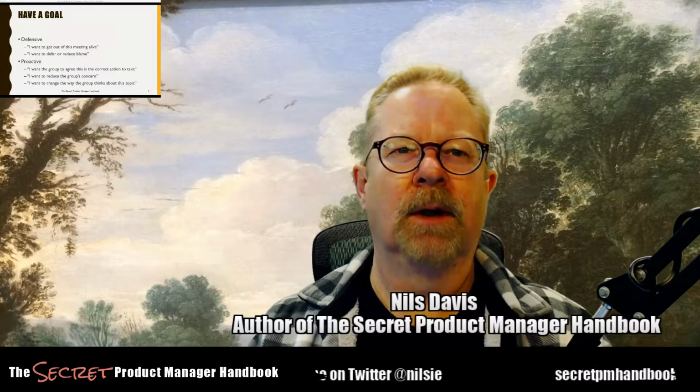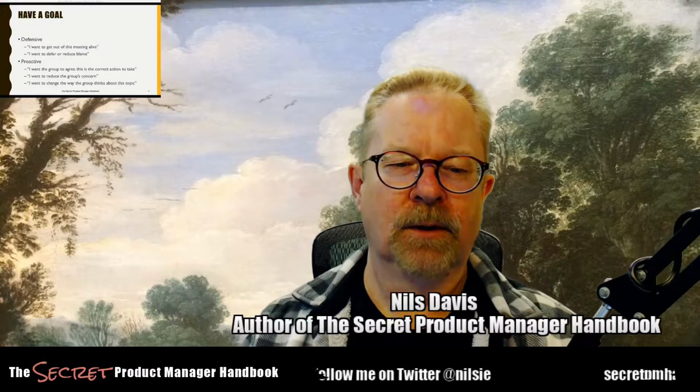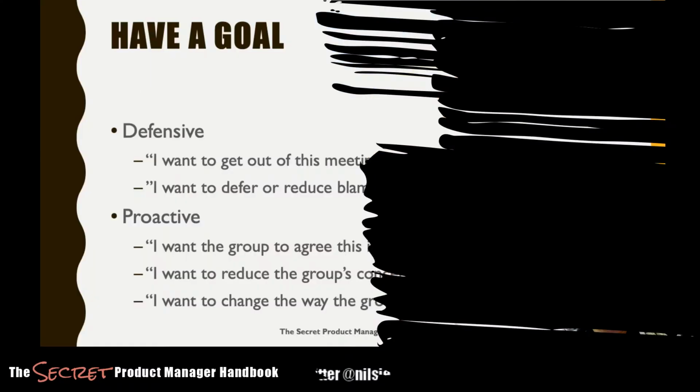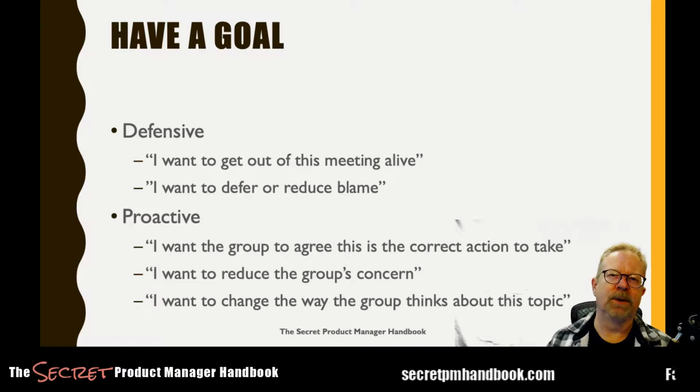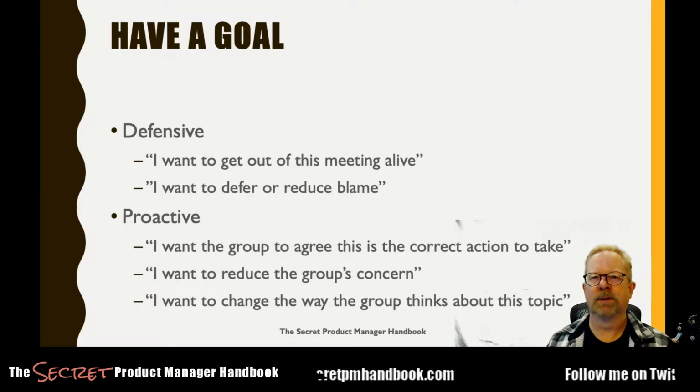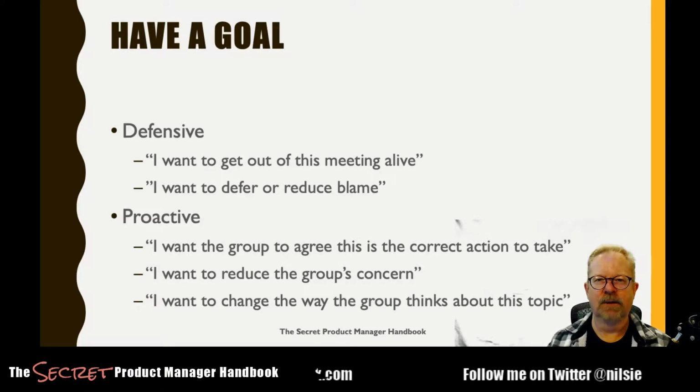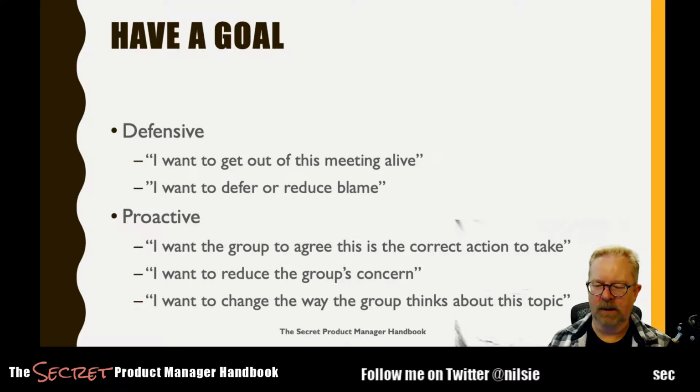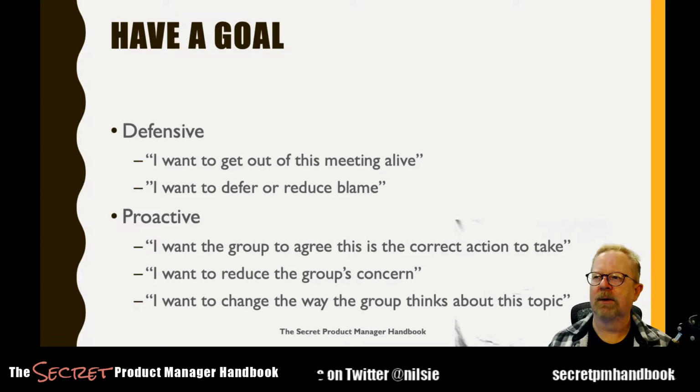Now, you can also have proactive goals, or positive goals, like, I want the group to make a decision on this thing that I'm presenting to them. I want them to make a particular decision based on what I present. I want the group to change the way they think about a particular thing. So those are all ideas about the types of goals you might be building your presentation on. It's very useful to have a goal, because that helps you figure out how you're going to be more persuasive.